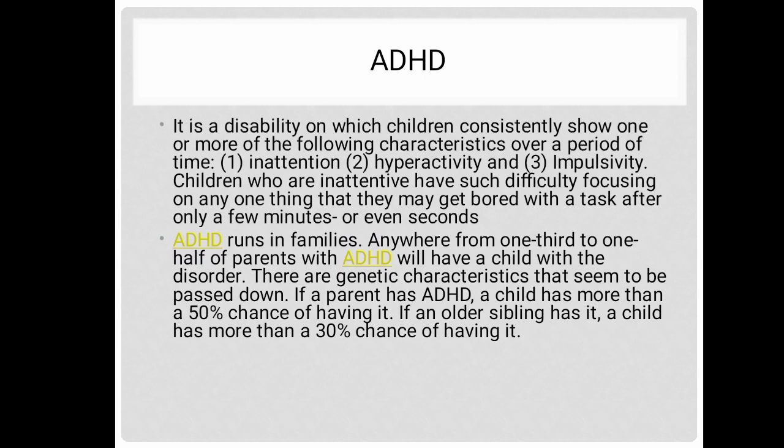ADHD runs in families. Anywhere from one-third to one-half of parents with ADHD will have a child with the disorder. There are genetic characteristics that seem to be passed down. If a parent has ADHD, a child has more than a 50% chance of having it. If an older sibling has it, a child has more than a 30% chance of having it.